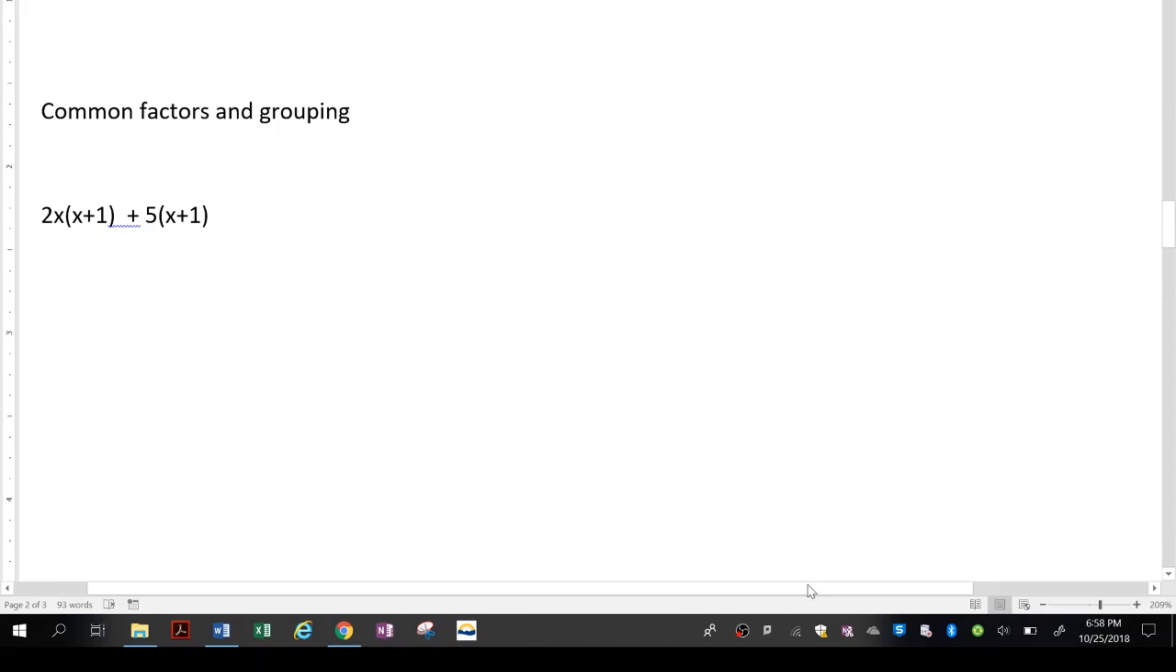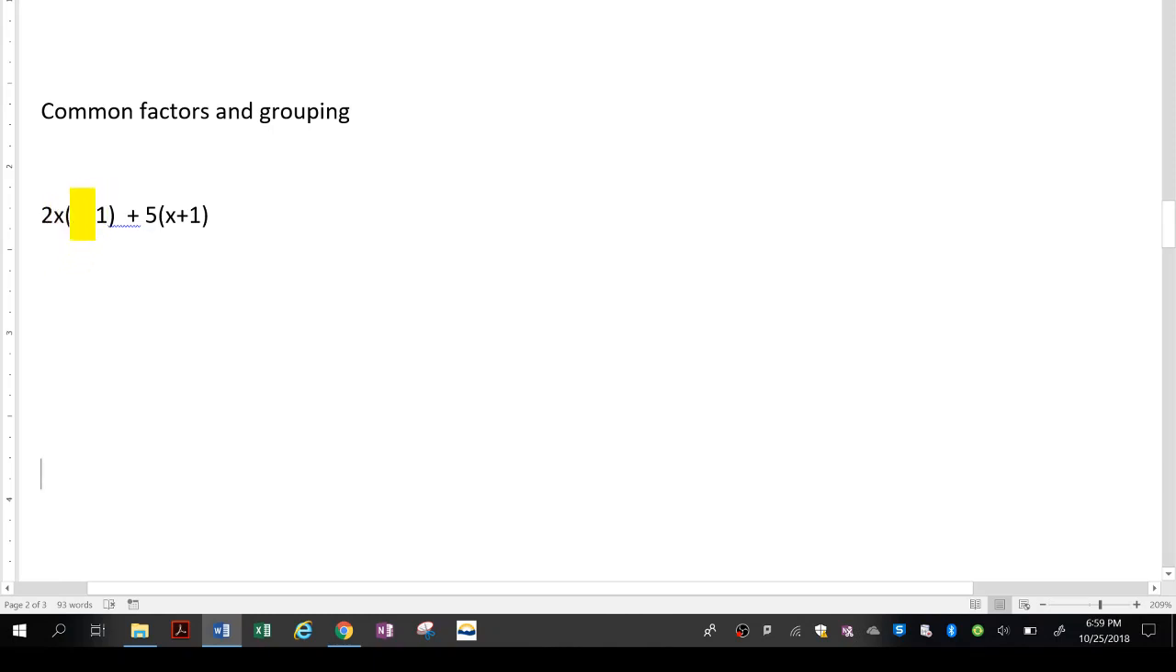The next lesson is looking at common factors with polynomials again, but furthering that to look at grouping. We're going to start off with a couple of examples of finding the greatest common factor again, and then we're going to look at how we group polynomials.